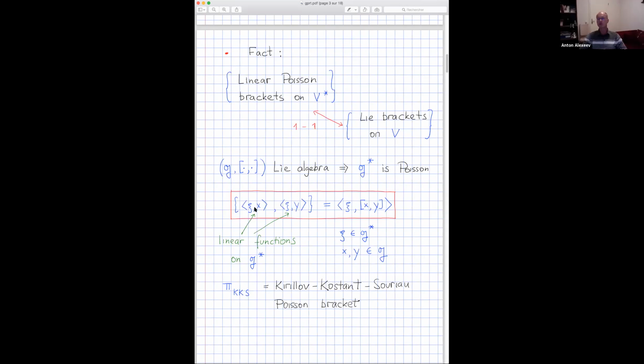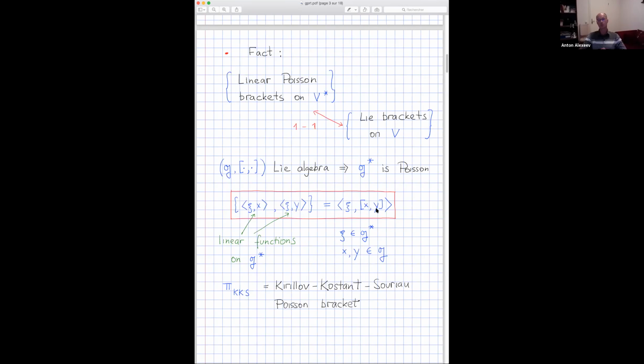So the first thing, X and Y define two linear functions on G star simply by duality. And we declare that their Poisson bracket is simply equal to the function on G star which is associated to the Lie bracket of X and Y. So the Poisson bracket on linear functions is by definition that Lie bracket.